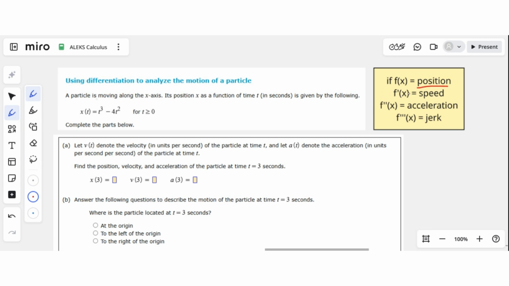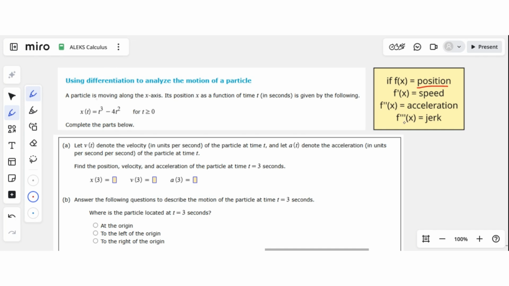And your derivative is really the rate of change of that function. So if you have a position function, first derivative is speed. The derivative of that, the rate of change of your speed, is called acceleration. That's how fast you're speeding up or slowing down. And so that's the second derivative.